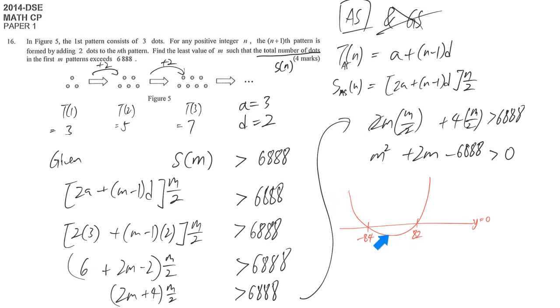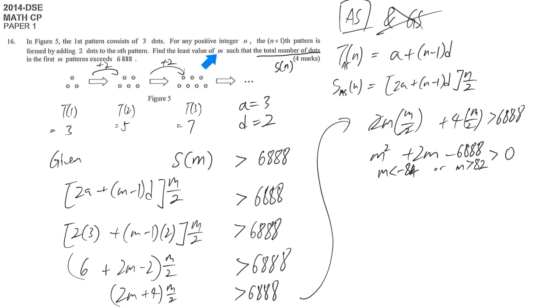We are talking about when this curve is above the ground. When this curve is above the ground, obviously we are talking about this region and also this region. That means your input can be larger than 82 or smaller than negative 84. So for this quadratic inequality, our result is m may be smaller than negative 84 or m may be larger than 82. If m is not too large and not too small, for example m equal to 2, then it does not fulfill the requirement and gives you a negative value in the quadratic expression.